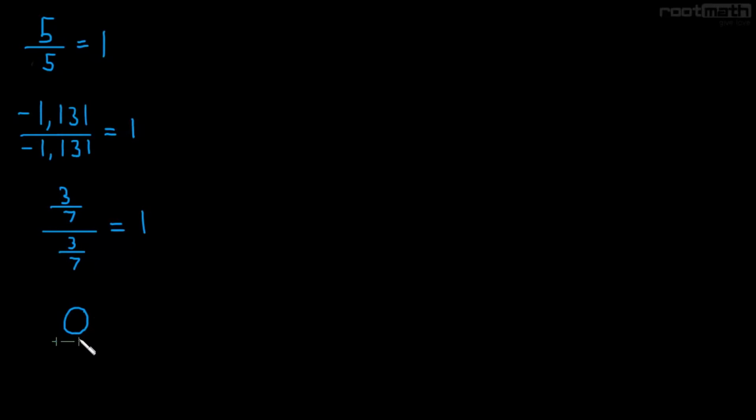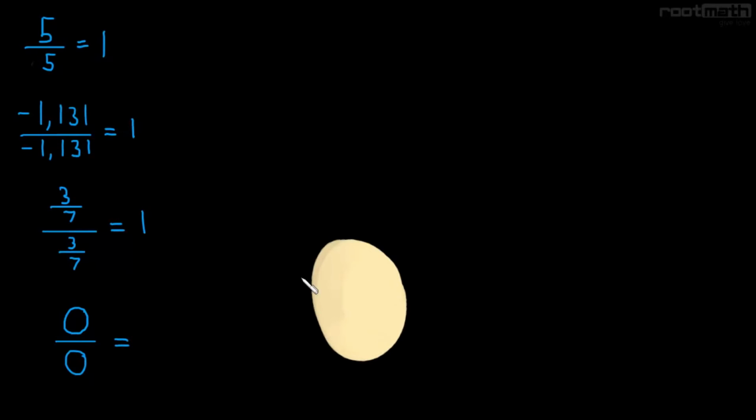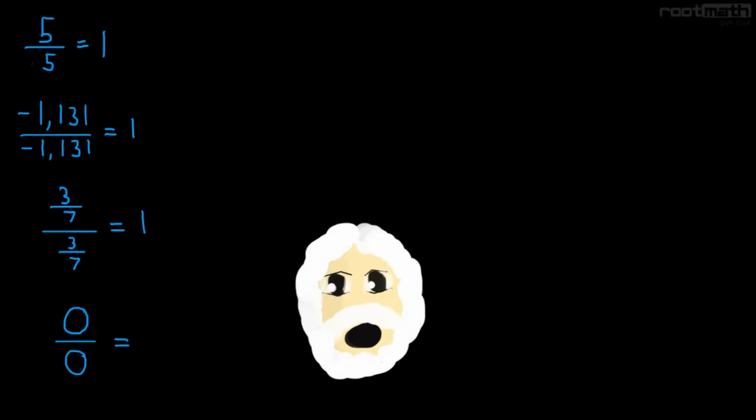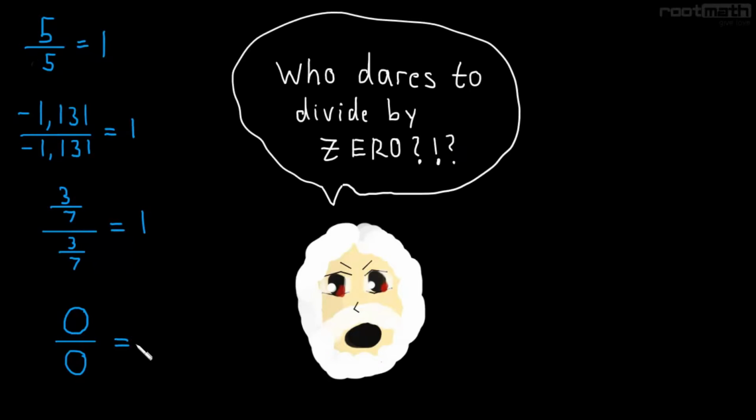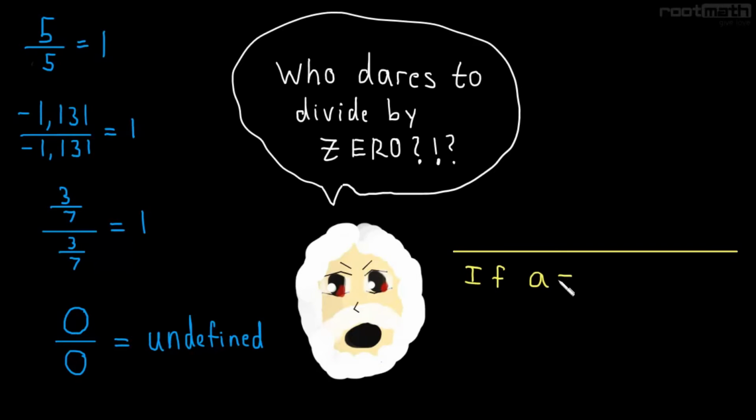What about 0? 0 divided by 0. Well, this is not equal to 1. This is the only exception, and it's because we can't divide by 0. If we tried to divide by 0, the universe would split open and your mother would cry. It just would be terrible. So 0 divided by 0 is undefined, and that's the only exception. So we end up with this nice little rule. If a is not equal to 0, then a divided by itself is equal to 1.